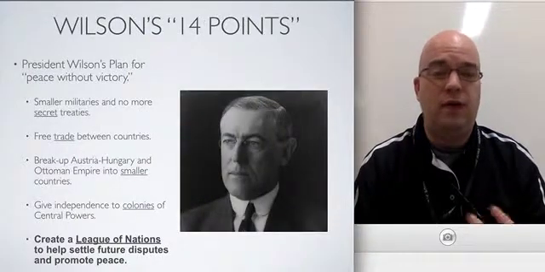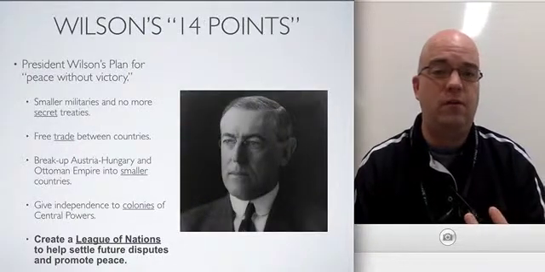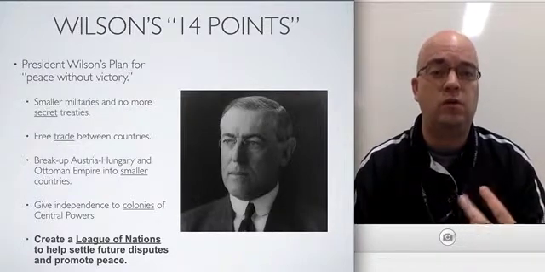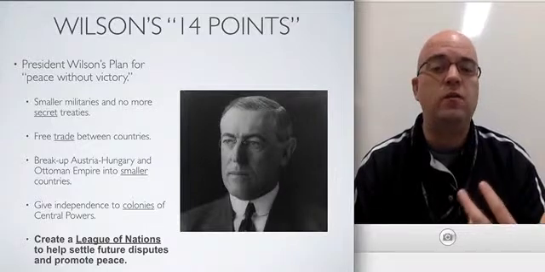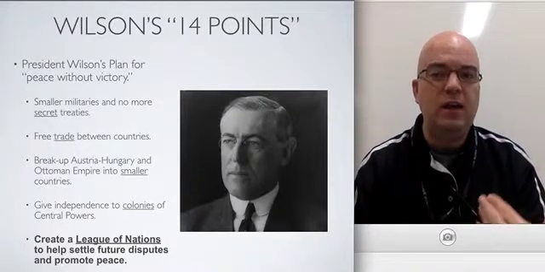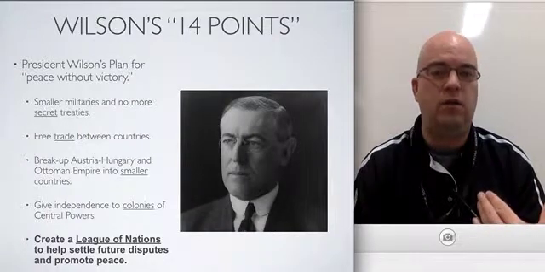President Wilson and the leaders of the Allies will have a conference in Paris to discuss the end of the war and the consequences for Germany for going to war. Wilson goes with a plan he calls his 14 points peace plan. It's peace without victory, is what he calls it.